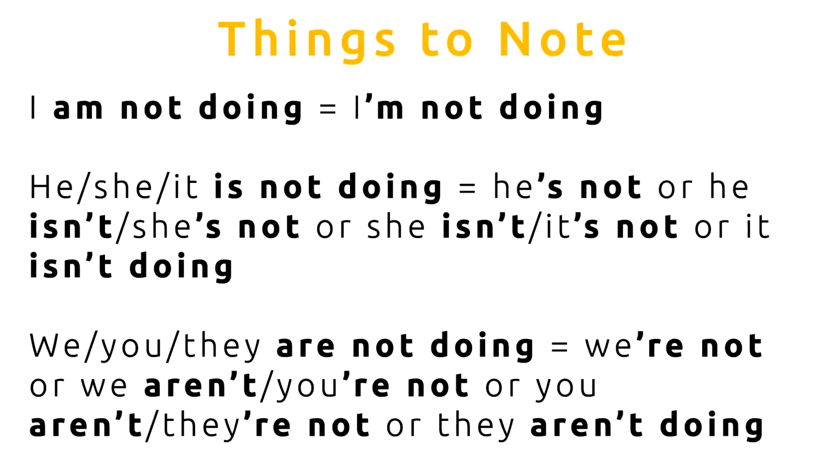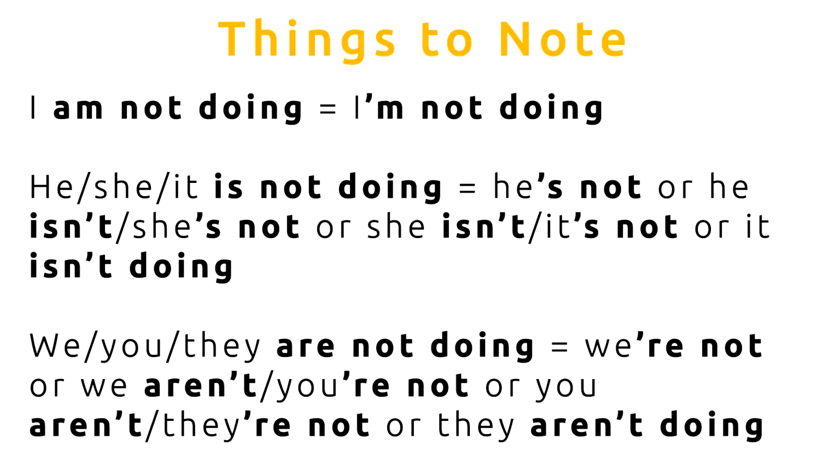And here's the negative contractions. So instead of saying, I am not doing, we usually say, I'm not doing. For example, I'm not doing that. He, she, it is not doing becomes he's not or he isn't.